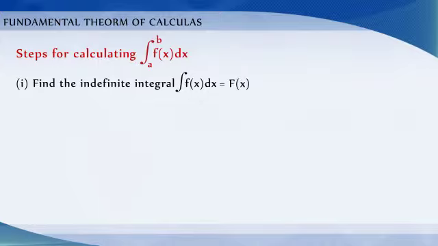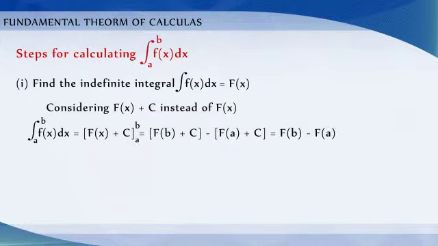There is no need to keep integration constant c because if we consider F of x plus c instead of F of x, we get integration of a to b f of x dx is equal to F of x plus c from a to b, which is equal to F of b plus c minus F of a plus c, which again implies F of b minus F of a. Thus, the arbitrary constant disappears in evaluating the value of the definite integral.